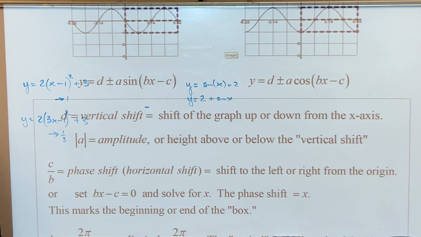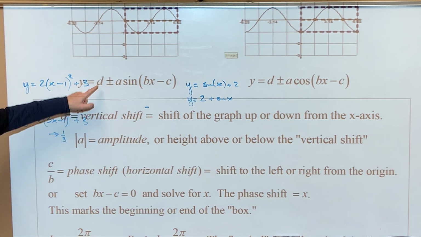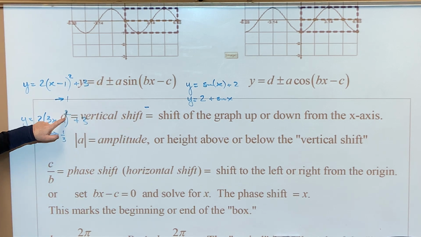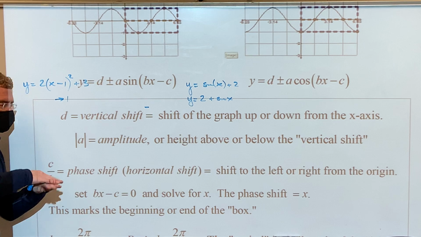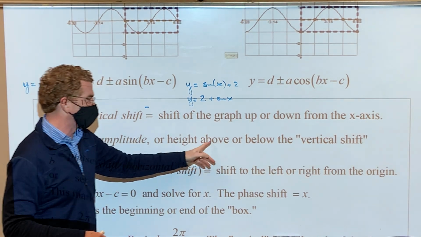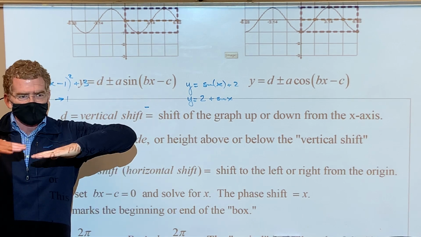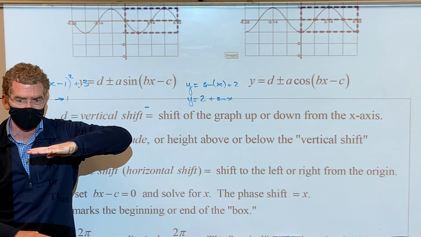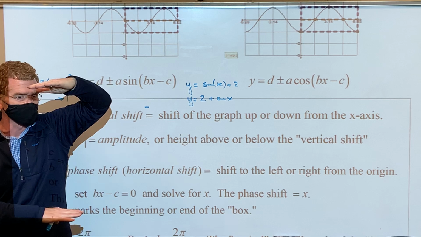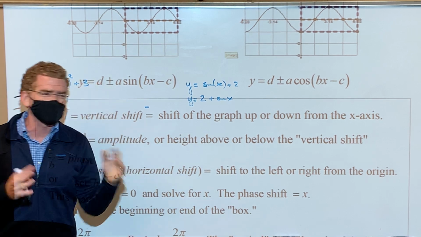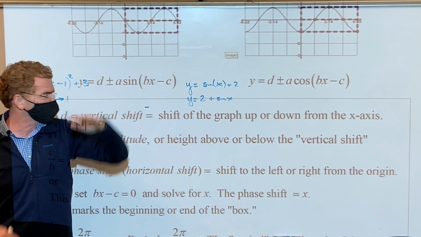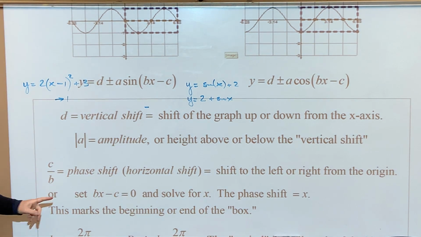Are y'all with me? So, shift up and down is the D. Sorry, it looked like an A there. The amplitude or the stretch, I called it the height above or below the vertical shift. So once I've shifted up my x-axis, the amplitude marks the amount above or below. Kind of gives you your ceiling and your floor on sine and cosine curves, not on tangent curves. And then the final thing is the period.